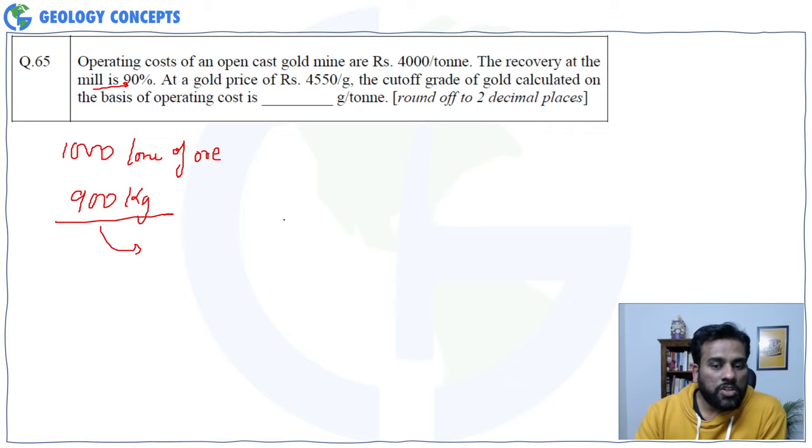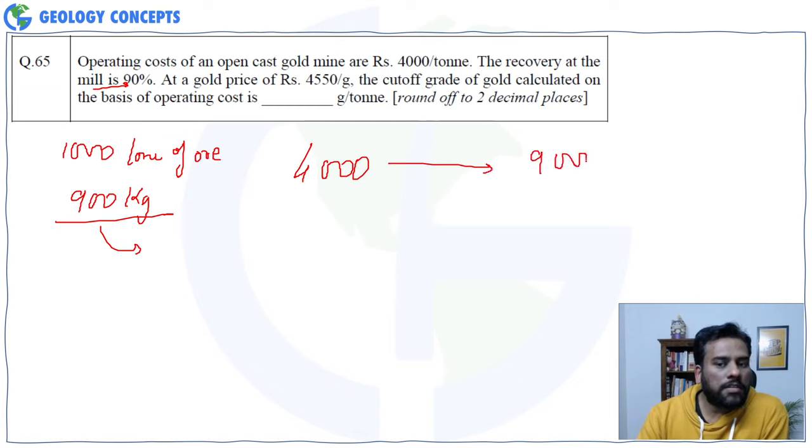Okay. So now, let's say the cost is 4,000 per ton. So you are spending 4,000 rupees per ton, but you are actually getting 900 kgs, right? Because of the recovery. You get my point. 4,000 per ton, but recovery is only 90%. So 4,000 you are actually spending for 900 kgs. So for 1 ton, how much will you have to spend for 1,000?